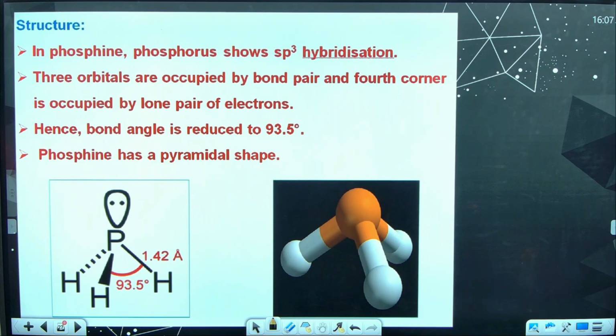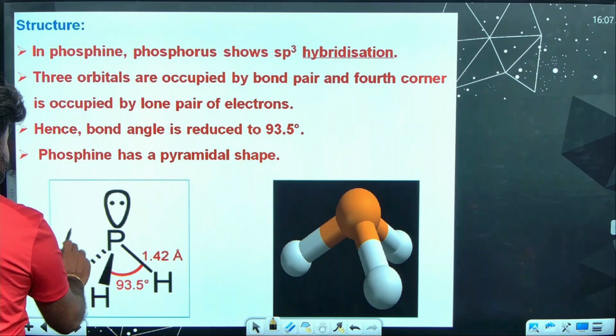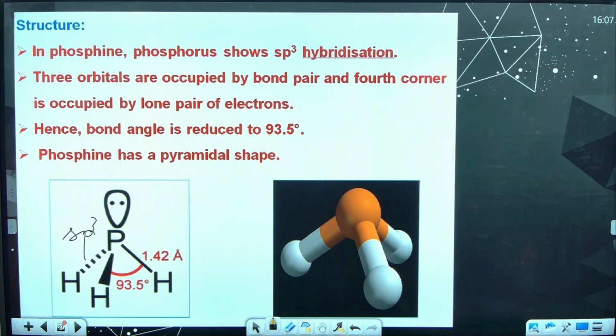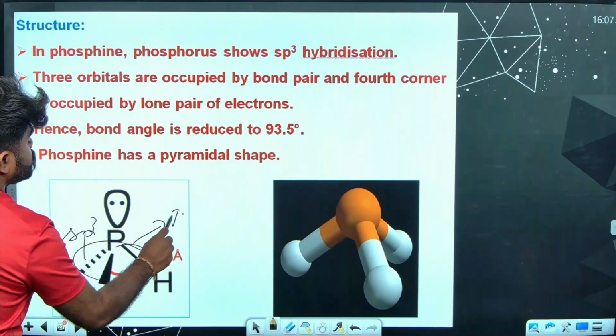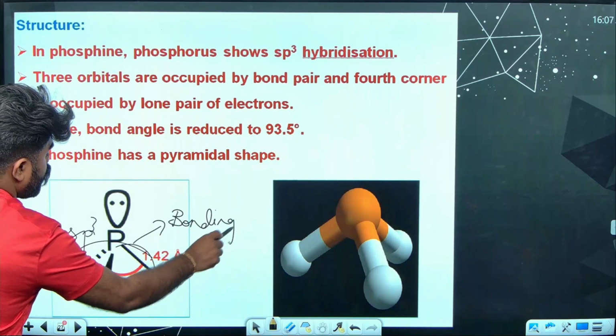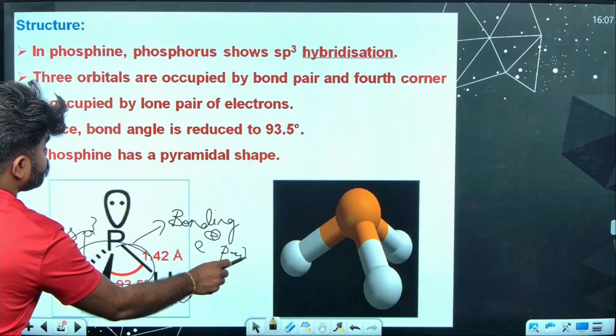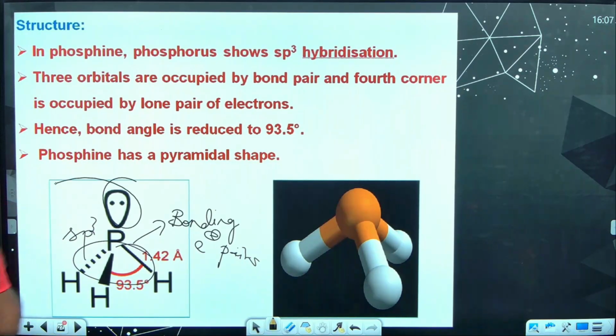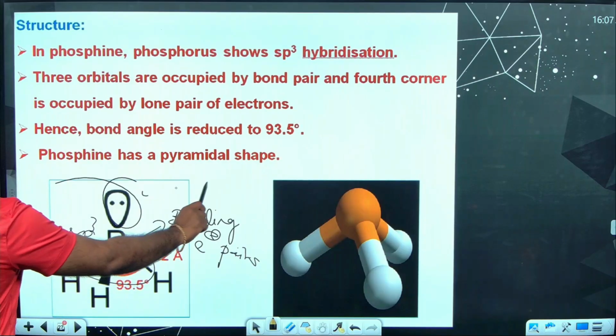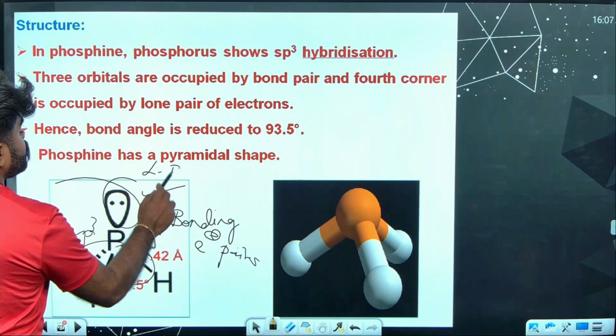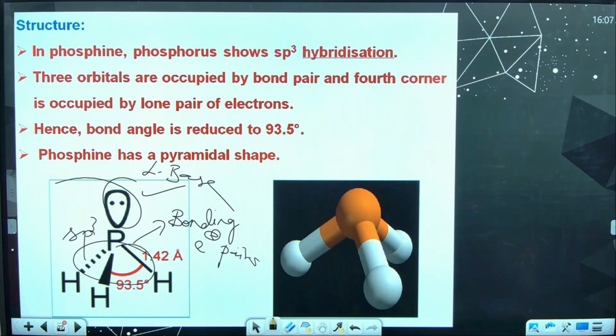So now look at the structure of phosphine. Phosphine shows sp3 hybridization wherein phosphorus-க்கும் hydrogen-க்கும் இருக்கிற இந்த 3 bonds-ஐ தான் நம்ம bonding electrons or bonding electron pairs-னு சொல்லுவோம். And apart from this, you have one lone pair on phosphorus. Because of this one lone pair, we call this a Lewis base. Okay, and bond angle பார்த்தீங்கன்னா 93.5 டிகிரிக்கு இருக்கு, and the entire shape of the phosphine molecule is pyramidal.